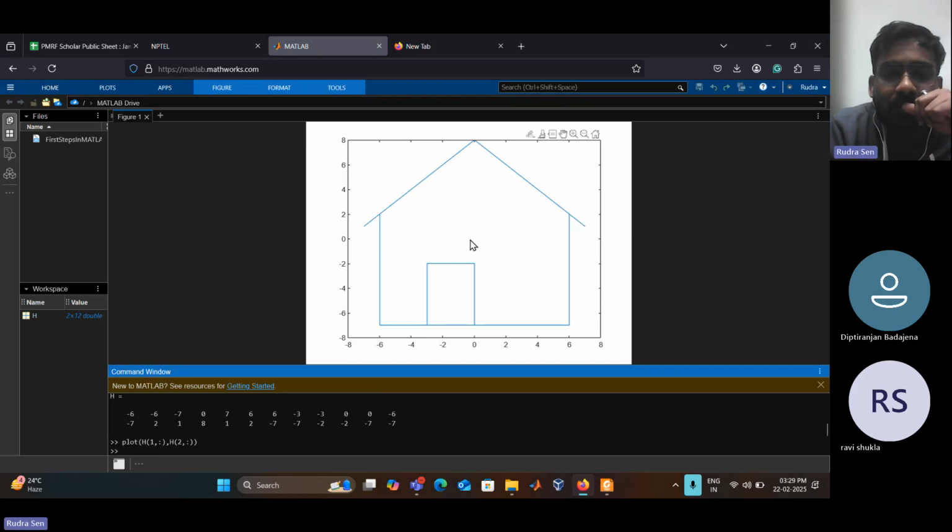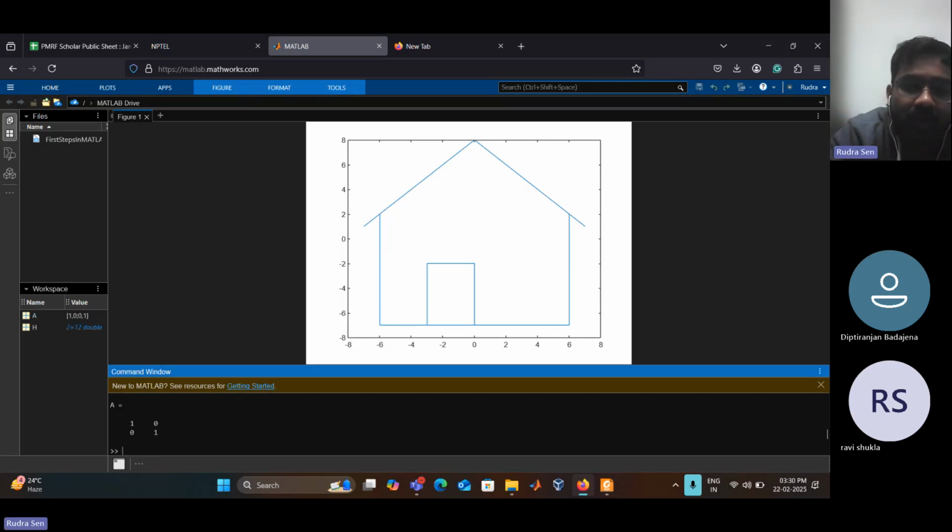So this is my matrix. Now I want to do the linear transformation. All the columns are the vectors, I mean xy coordinates. I want to rotate this whole house. First, if I consider A as an identity matrix, A is an identity matrix over here.